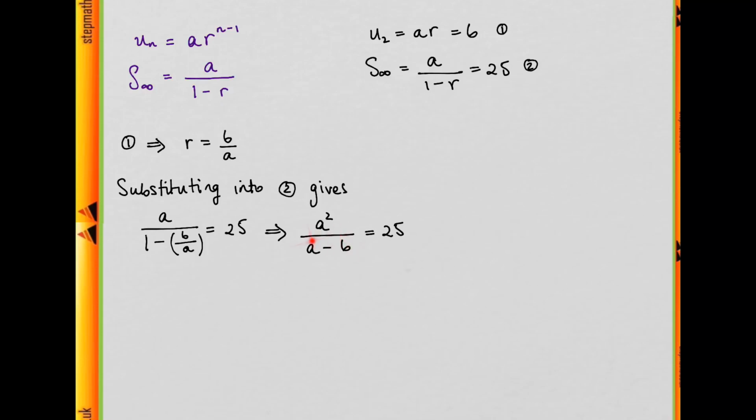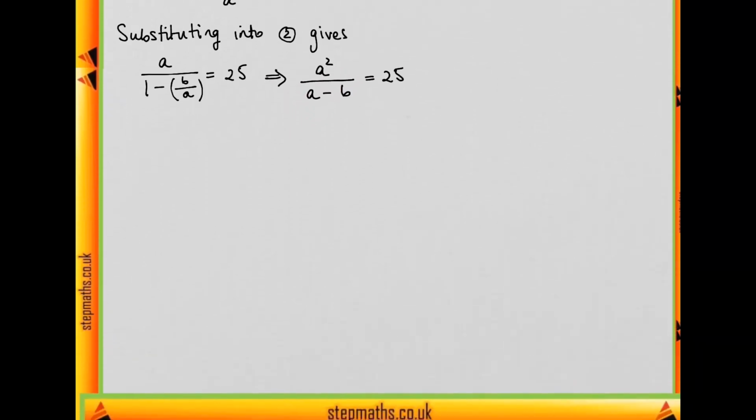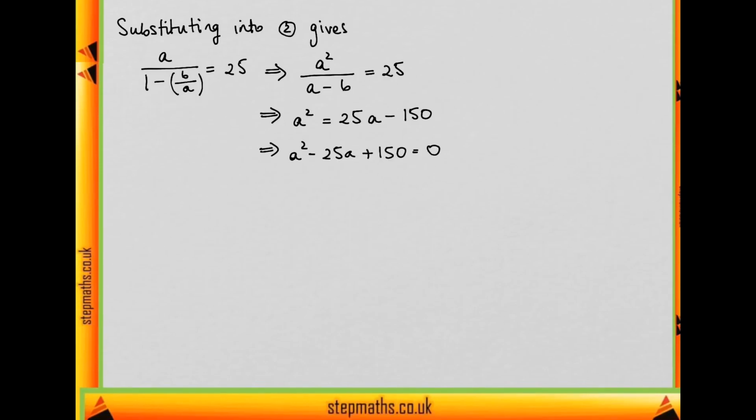So if we multiply through now by this denominator, then we get that A squared is equal to 25A minus 6 times 25, which is 150. And so we end up with this quadratic. So now we want to find the roots of this, and we can just factorize. So we're looking for something that multiplies to make 150 and adds together to make minus 25, and 15 and 10 will work. So that gives us that (A minus 15) times (A minus 10) is 0, and so our two roots for A are 15 and 10.